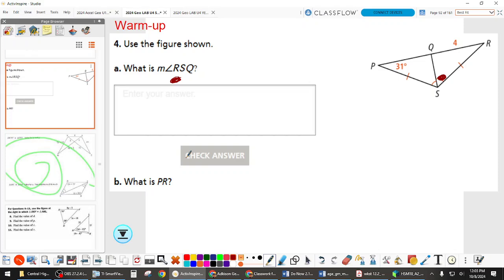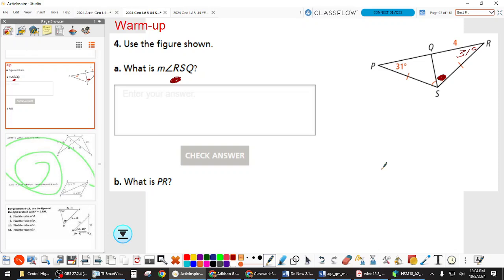Good. So what kind of triangle is it? What kind of triangle is PRS? Isosceles. What else is true about an isosceles triangle besides just those sides being congruent? Yeah, good. So angle P and angle R are congruent. Let's just write 31. Okay, those two angles are congruent.